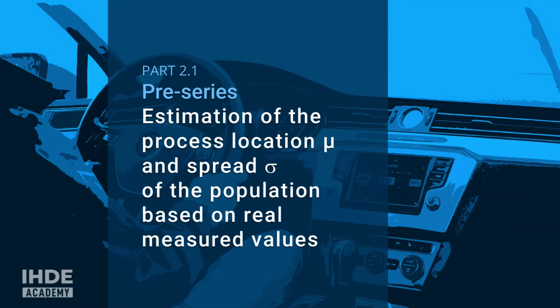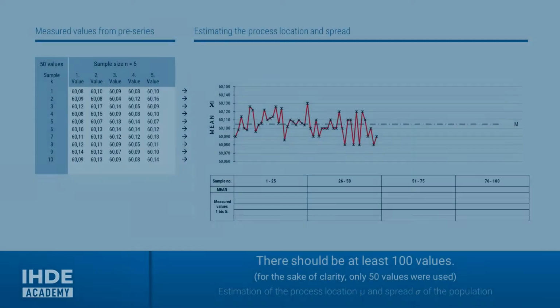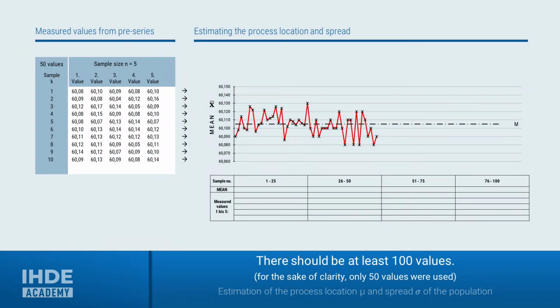In this chapter, let's take a look at the result of such a pre-series and use the measurement results to calculate the mean value and the spread. Several random samples were taken and the diameter of each part measured, and the measurement result was entered in the table. Then the mean value was calculated for a sample size of 5 and entered in the control chart. This resulted in the value curve shown here.